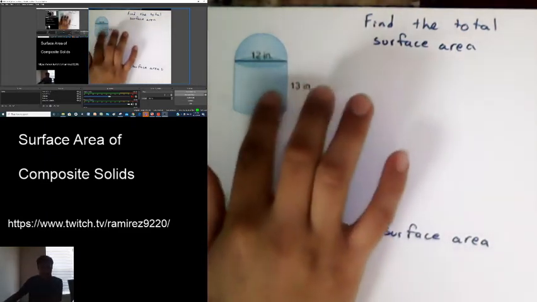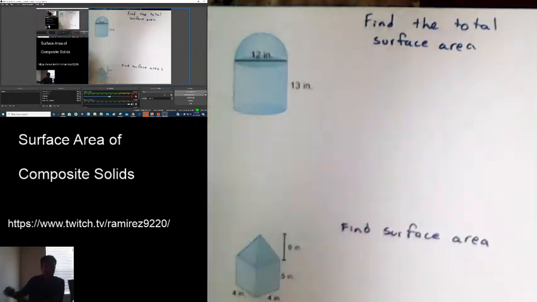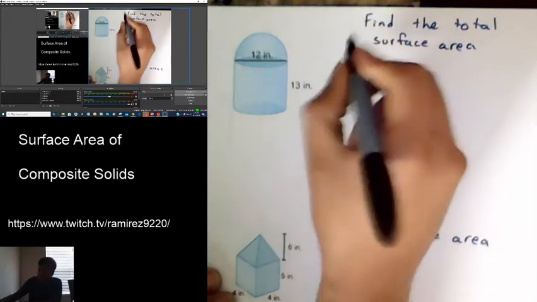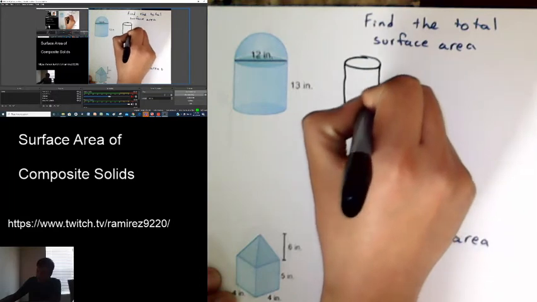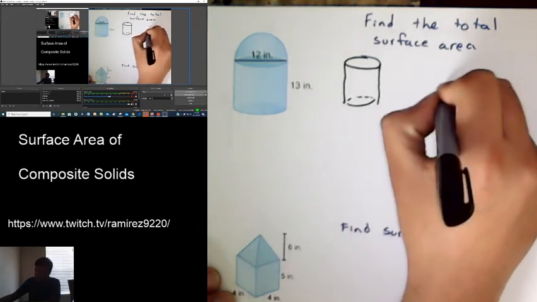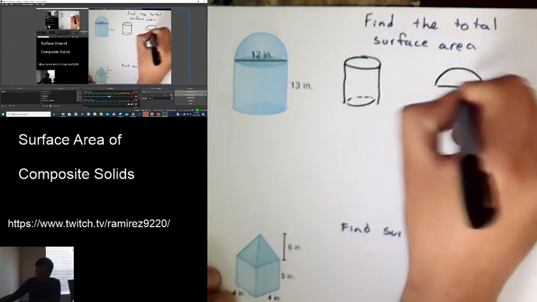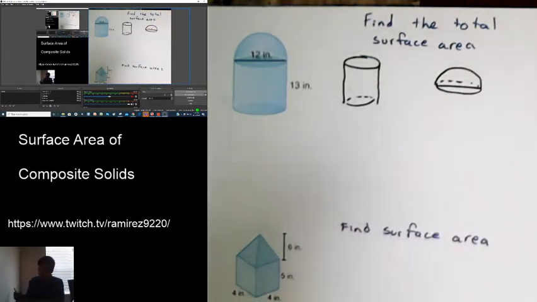For example, in this picture right here, yes, we have a cylinder and a hemisphere. That's what it's called when it's half a sphere, hemisphere. Again, all I'm doing is breaking it up into the two different shapes that I saw: a cylinder and my hemisphere. Basically all I need to do is find the surface area of each one and then just add them up. But there's one small thing that I want you to keep in mind.